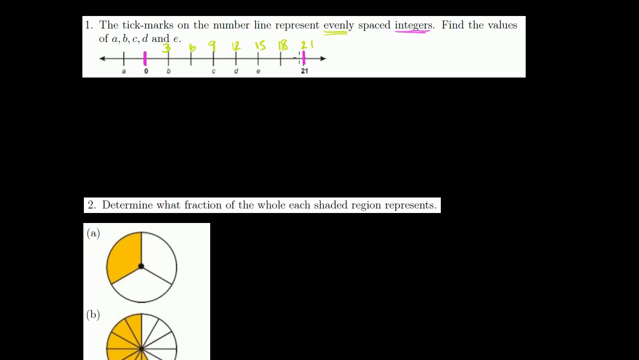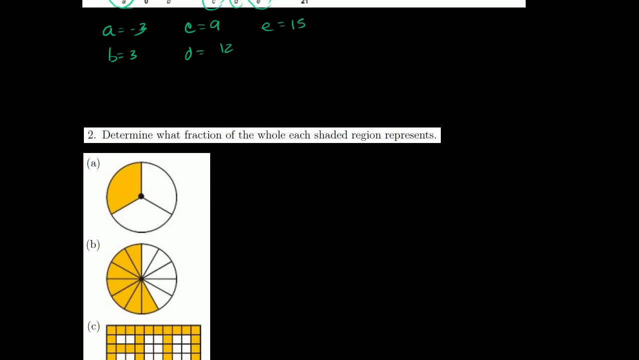And the way I figured that out, I said 7 tick marks gets us to 21. 21 divided by 7 tick marks is 3. So each of those increment by 3. So this goes to 0. And then this must be 3 to the left of that. So it's -3 right there. So what are a, b, c, and d? A is equal to -3. B is equal to 3. C is equal to 9. D is equal to 12. And E is equal to 15. Not too bad.